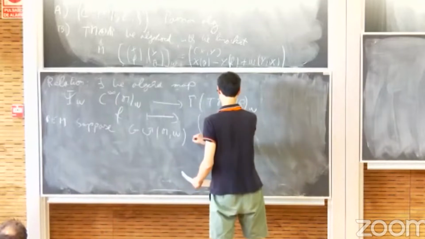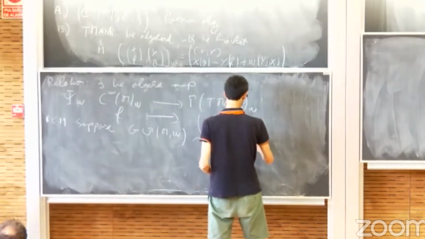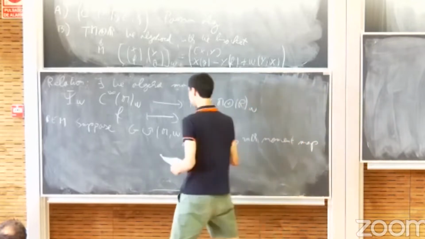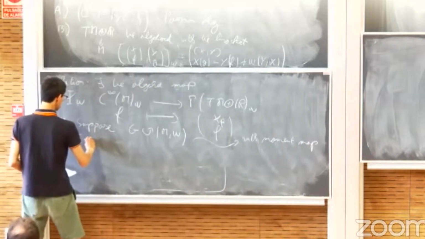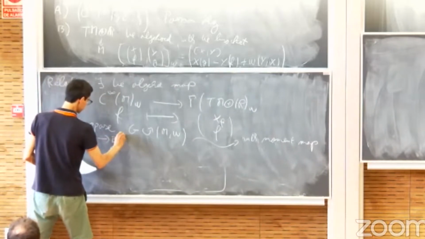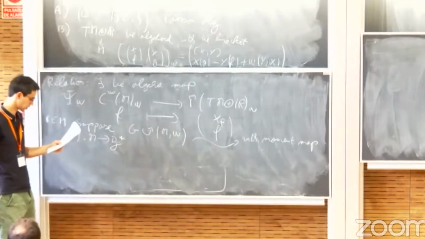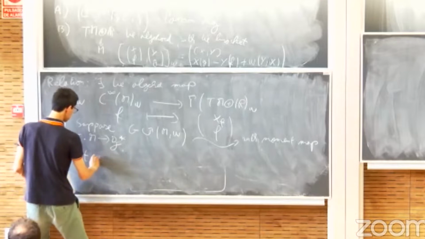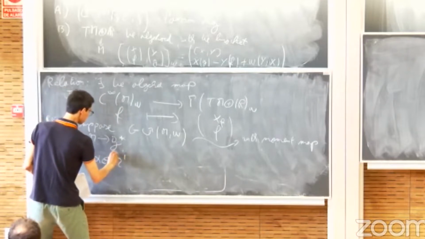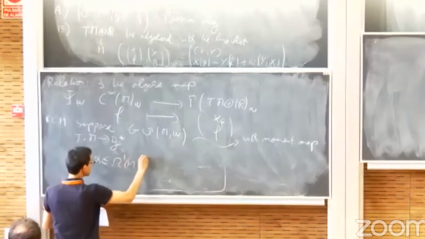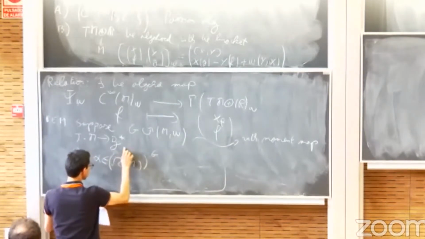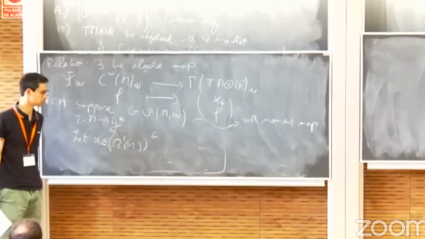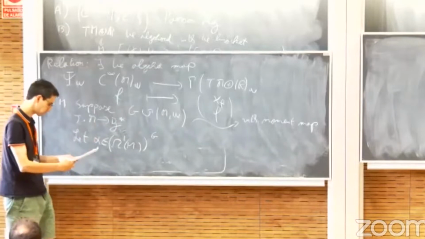With a moment map to the dual of the Lie algebra. That's the kind of symmetries you consider in symplectic geometry, a classical thing. Now let's twist this in the following way. I take a 1-form alpha which is G-invariant. If the group G is compact, for example, I can take any 1-form and average it to get the invariant one.